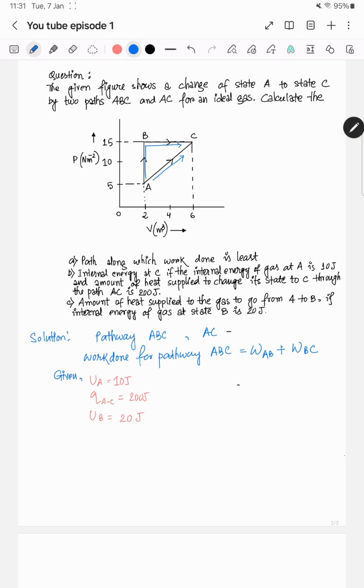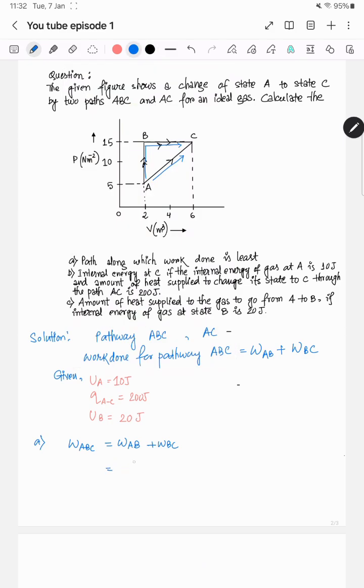Now again back to our problem, that is A. We have to calculate separately the work done for ABC. So work done for ABC we are separating into work done in the AB pathway and work done in the BC pathway. This pathway AB, this one, and then the BC pathway. The two pathways we will be doing like this.